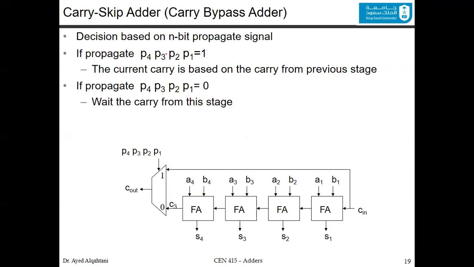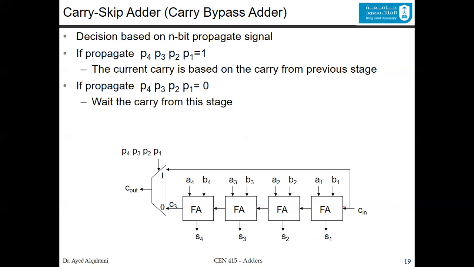Now let's go to the next type of adder, which is the carry skip adder or the carry bypass adder. And the idea here is that the decision is based on the n-bit propagate signal. So if the propagate signal of, for example, a 4-bit adder is equal to 1, meaning that it is propagated at stage 1 and propagated at stage 2 and stage 3 and stage 4, this means that it can be propagated all the way to the output. So if the propagate signal is equal to 1, then the current carry is based on the carry from the previous stage directly, which is here in this block diagram.